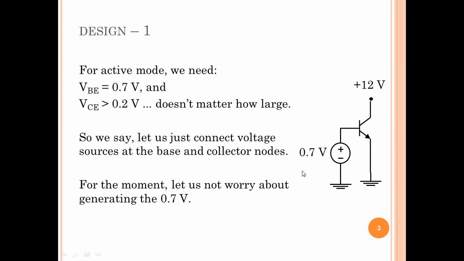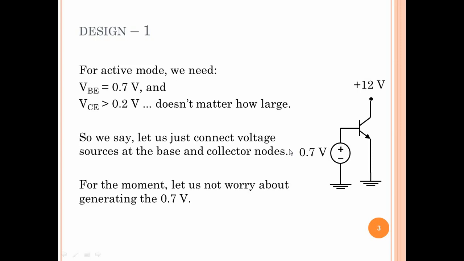For now, let us not worry about this 0.7 volts. We are not given a 0.7 volts. We are given only a 12 volts. But for now, let us say that this is a circuit we start with. Then we ask the question, what question do we ask?